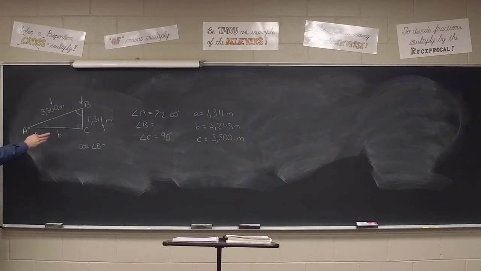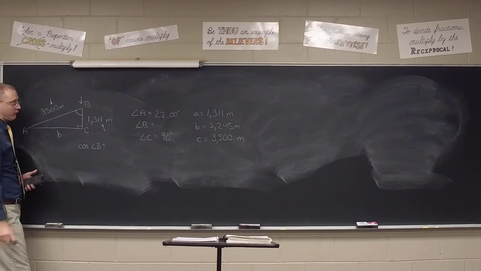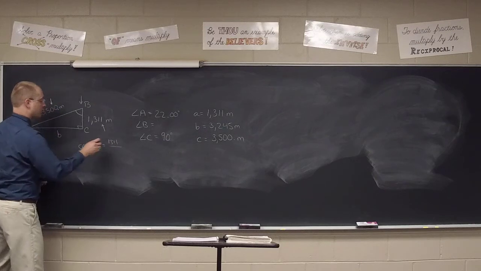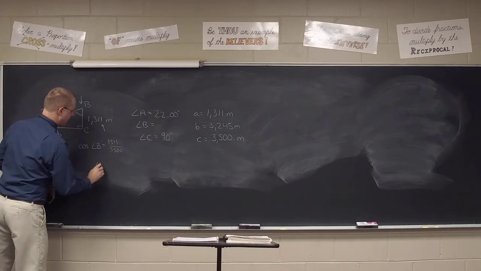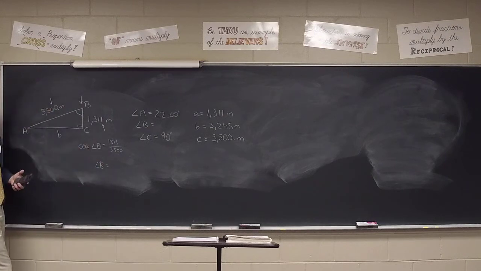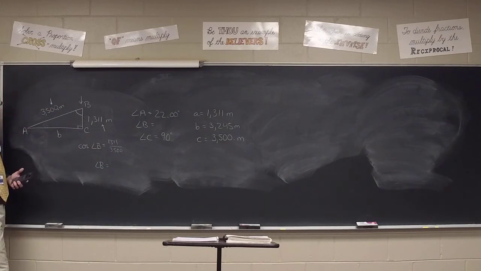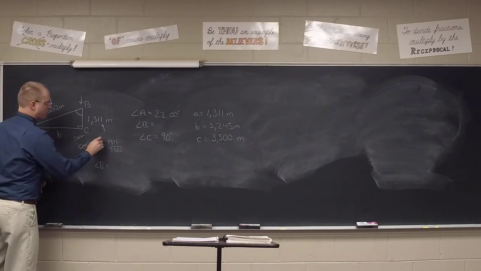We're finding the cosine of angle B, and we know cosine is 1 over what? Adjacent over hypotenuse. So in this case, what's the adjacent to B? 1,311. And the hypotenuse is 3,500. And this time, to get angle B by itself, I'm going to need to take the arc cosine of both sides.